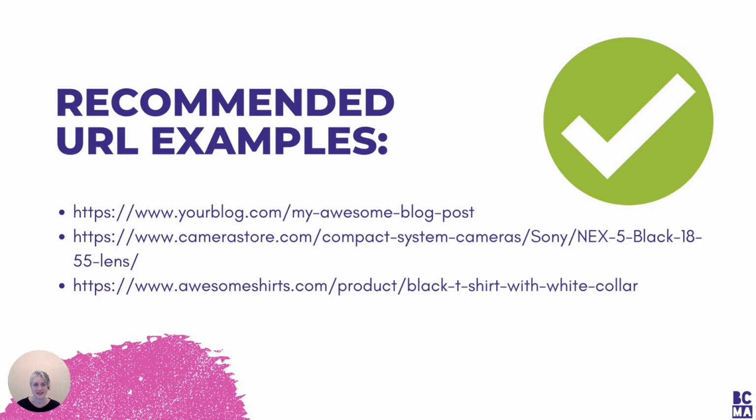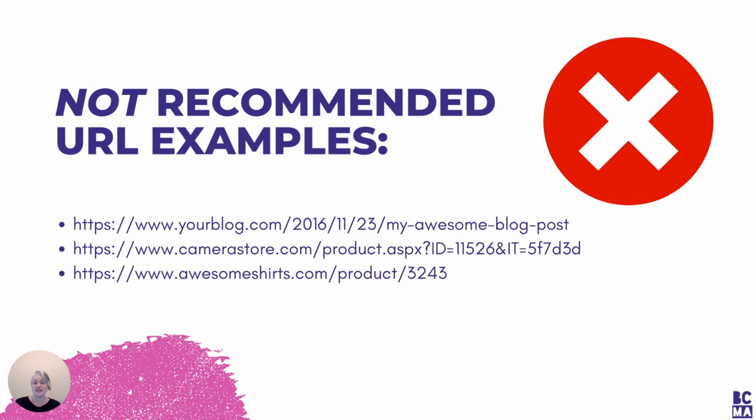Now let's see some not so great examples. yourblog/2016/11/23/myawesomeblogpost. This is what I was talking about when I was saying, if you have this awesome blog post and now it's 2022 right now as I'm recording this, this blog post might still be getting traffic, but if somebody sees that URL that says 2016, it's a dead giveaway that this content is kind of old, maybe they'll disregard it. And then looking at these product pages for the camera store and the awesome t-shirt, they're full of numbers. If I look at them or if the search engines look at them, we can't tell immediately what that page is all about. So that's the importance of having really clear, descriptive, simple keywords in your URLs.